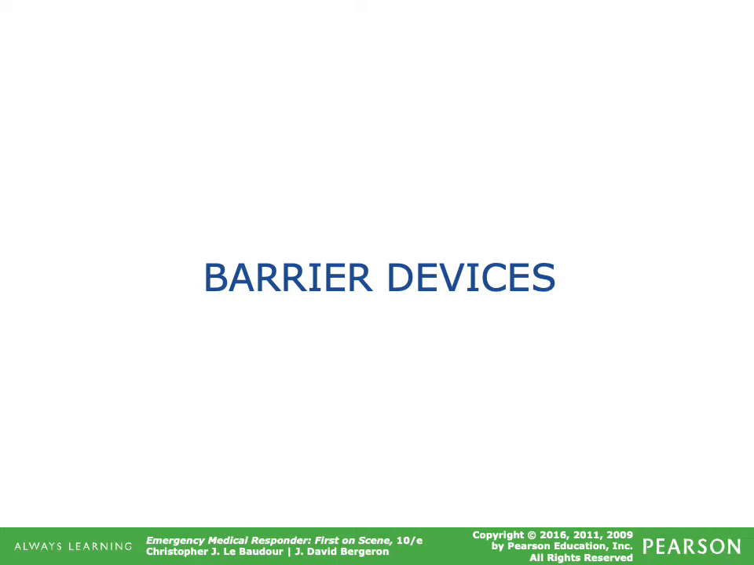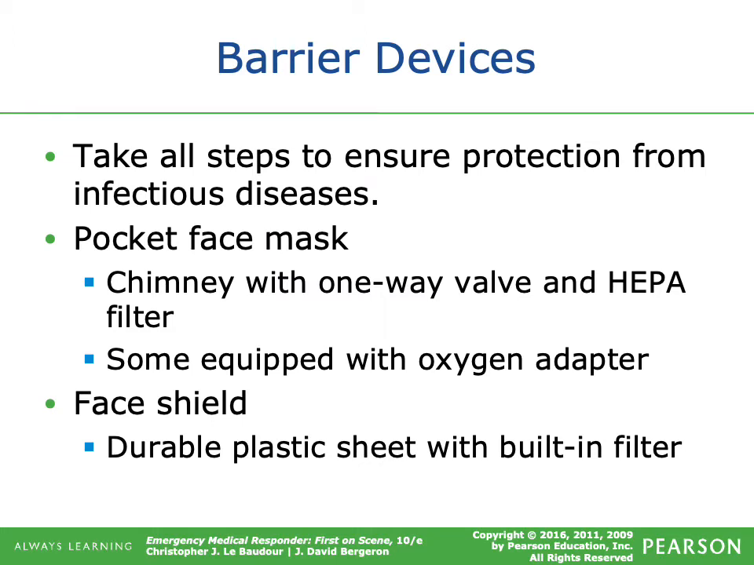Alright, let's get started talking about some barrier devices. Take all steps to ensure protection from infectious disease. You can use a pocket face mask, a mask with a one-way valve and HEPA filter. Some are also equipped with an oxygen adapter so you can add supplemental oxygen when you're delivering breaths. A face shield is a durable plastic sheet with a built-in filter.